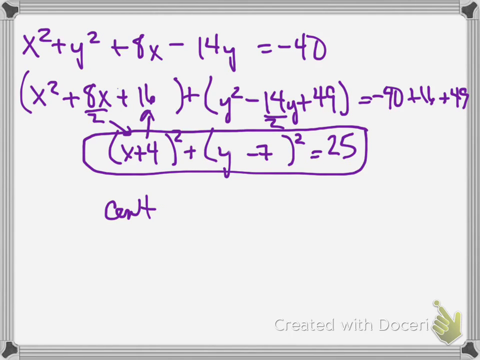There's my equation, with a center at (-4, 7). Again, think opposites. And a radius of 5. So that's really about as hard as that gets. Fairly simple, right?